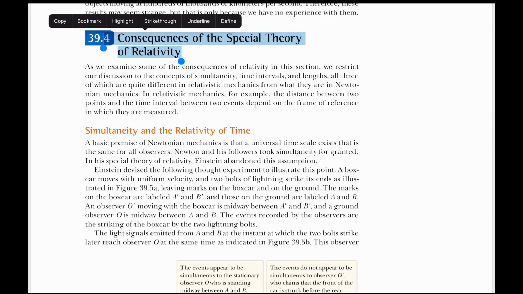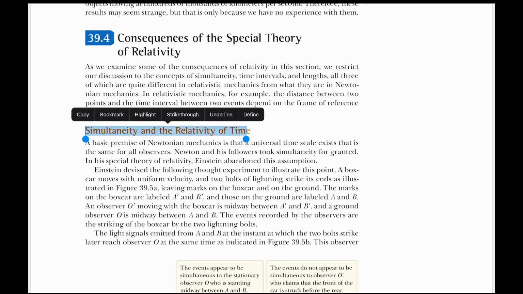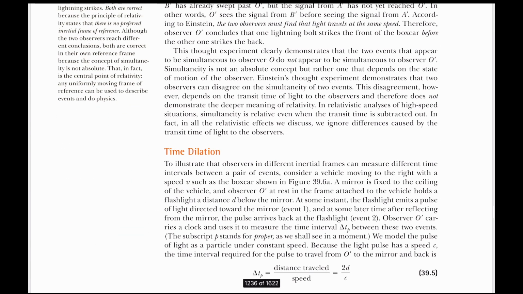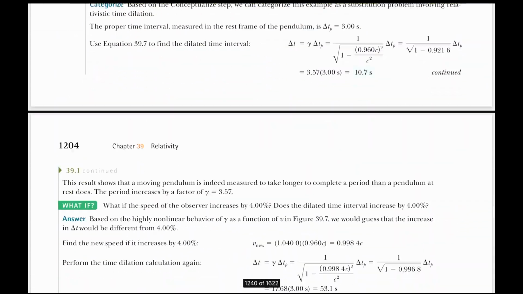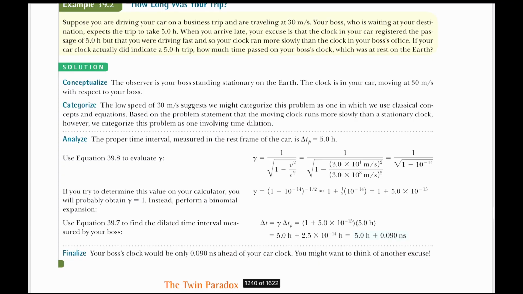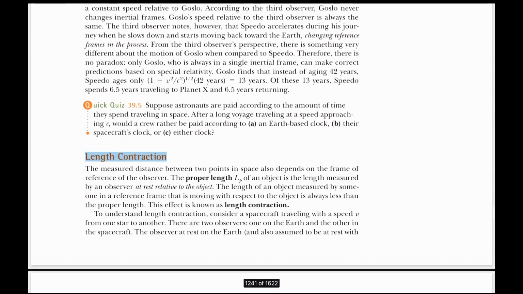Consequences of special theory of relativity. I have not read this on the YouTube channel yet. I think I stopped before this, but there's a lot of interesting stuff. This section, absolutely crazy. And I think time dilation caps it off. Or sorry, my bad. Length contraction. How long was your trip? This also looks like an interesting example. And they solve it here for you, and they use some kind of gamma related thing. The twin paradox, okay.